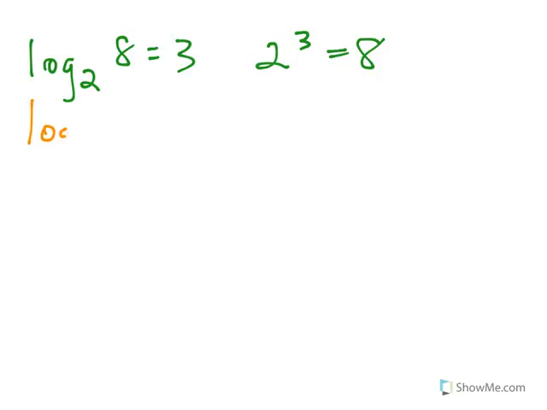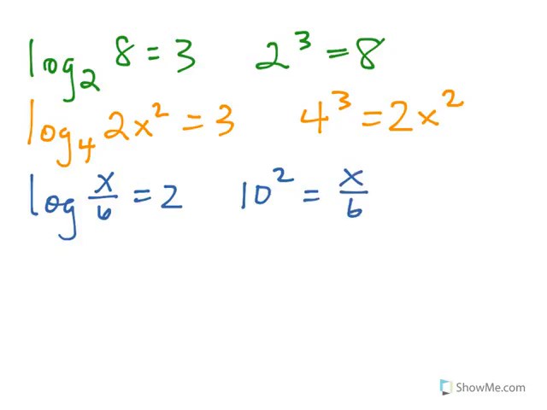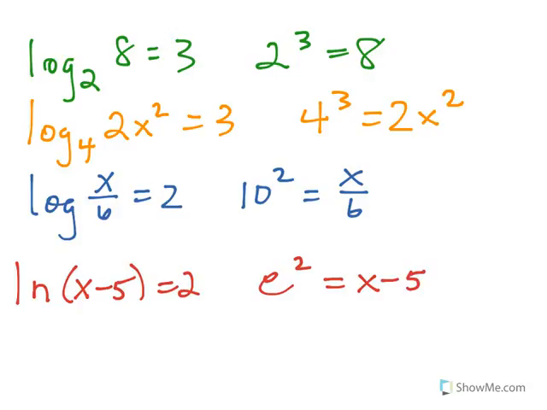So, log base 4 of 2x squared equals 3 could be switched into 4 to the third equals 2x squared. Log of x over 6 equals 2 can become 10 squared equals x over 6. Or we can switch natural log of the group x minus 5 equals 2 into e squared equals x minus 5. That's one step of our solving strategy, the switch to exponential form.